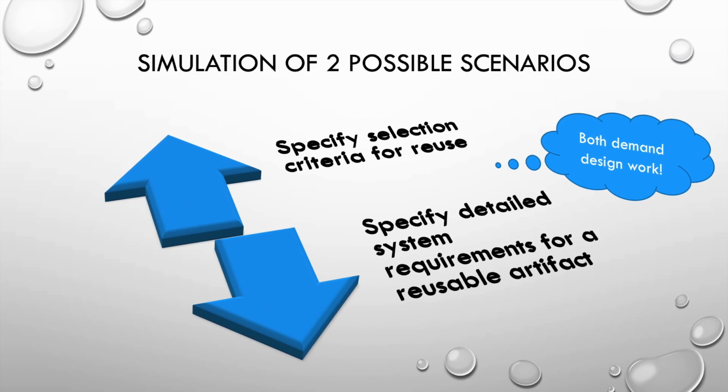At this point, we must figure out how to embark on implementing our product. We can take two routes: specify selection criteria for reuse, or specify detailed system requirements for a reusable artifact. Both options demand design work. For example, we can first try to find a reusable asset, and if we cannot find such, then we might want to implement it from scratch.